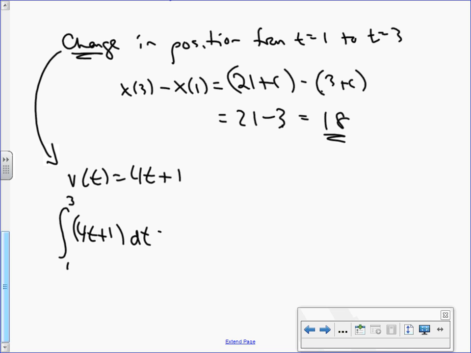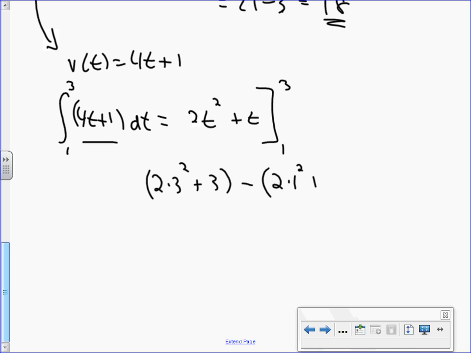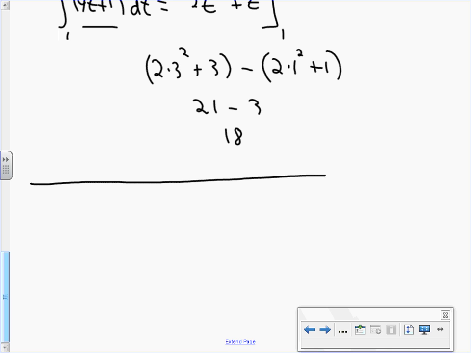It's going to give me the exact same pieces of information, but all in one clean step rather than in several separate steps. I'll take the antiderivative of 4t plus 1, I get the same thing that I got before. I can leave the plus c off, evaluate it from 1 to 3, and then I do exactly the same thing. It's just all in one clean, concise step. So we'll see some more applications a little bit later on.